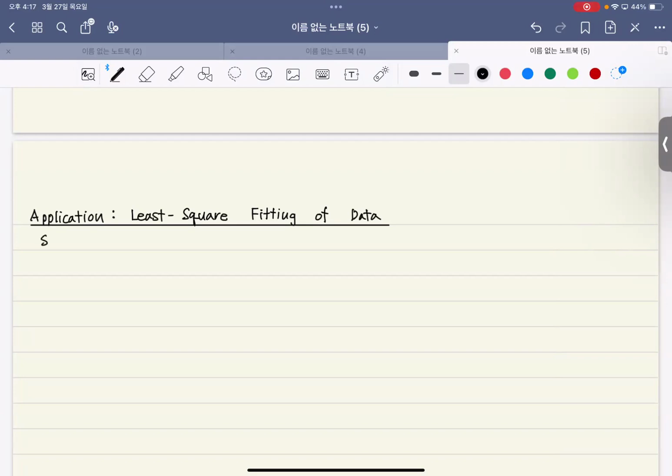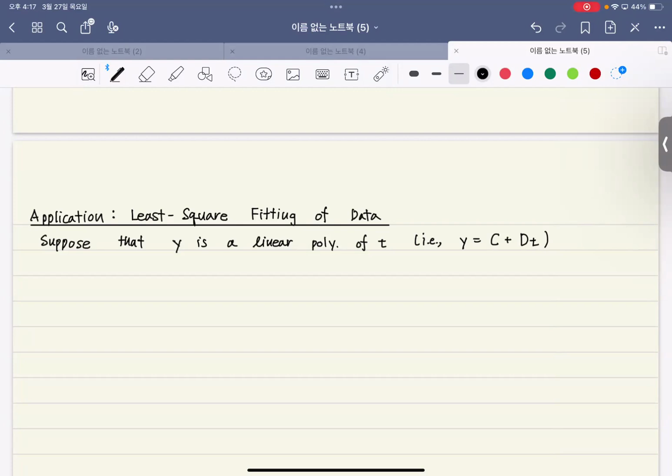So suppose that y is a linear polynomial of t. In other words, y can be written as c, some constant, plus d, the slope, times t. So you are expecting t and y to satisfy this linear relation.